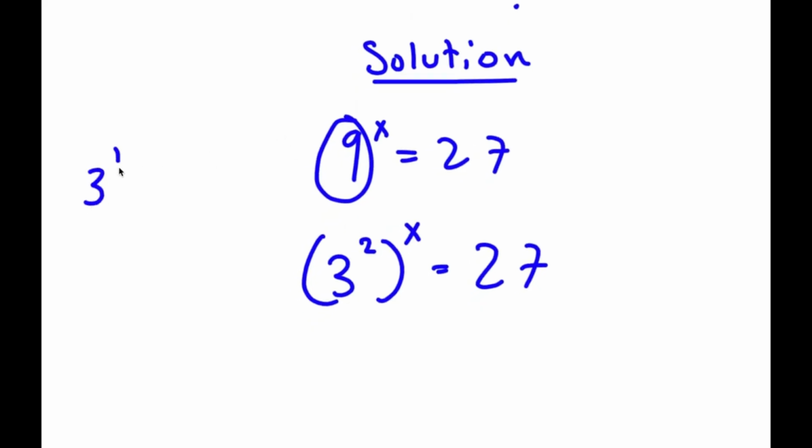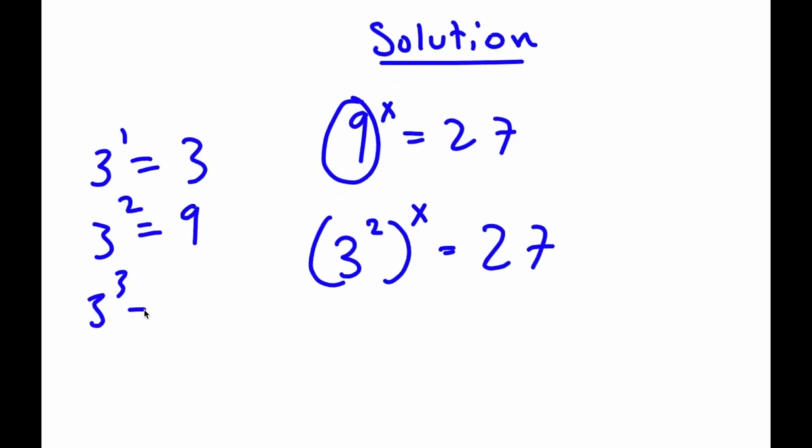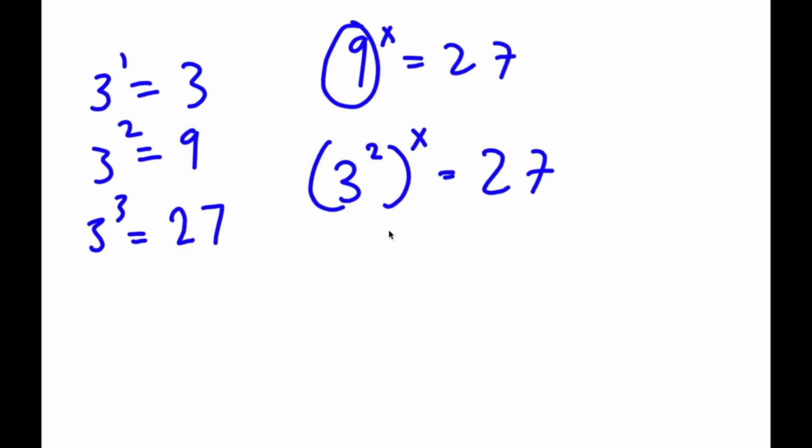Now, 3 to the power of 1, that's equal to 3. 3 to the power of 2, that's equal to 9. 3 to the power of 3, this is going to equal 9 times 3, because as the exponent goes up, the result is multiplied by 3. That's how powers of 3 work. So 3 to the power of 3 equals 9 times 3, which is 27. So I can rewrite 27 here as 3 to the power of 3.